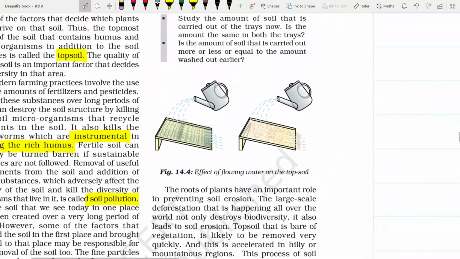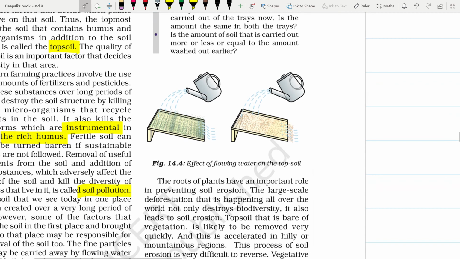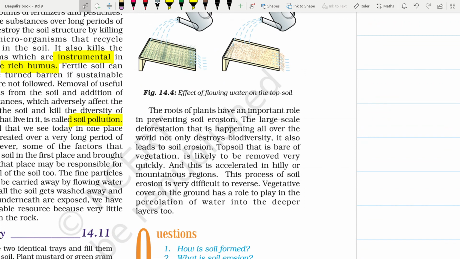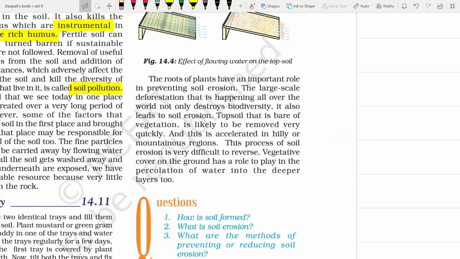Study the amount of soil that is carried away out of the tray now. Is the amount the same in both the trays? Is the amount of soil that is carried out more or less equal to the amount washed out earlier? The roots of the plant have an important role in preventing soil erosion. Washing away of soil is called soil erosion.